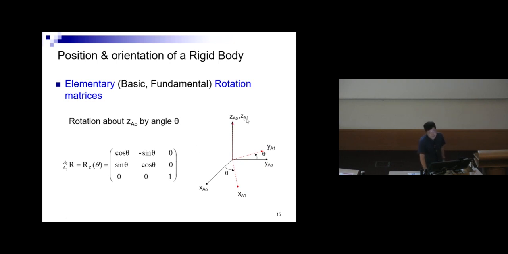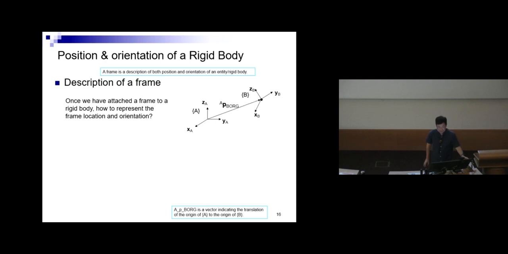So A0, A1. You rotate about the z-axis by an angle of theta. So RZ theta is: cosine theta, minus sine theta, 0; sine theta, cosine theta, 0; 0, 0, 1. Okay, so these are fundamental.